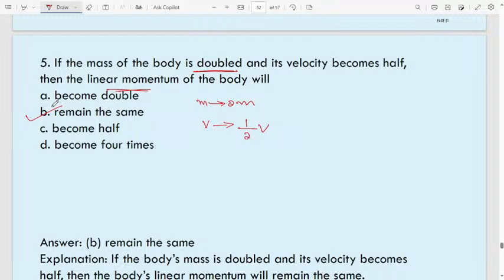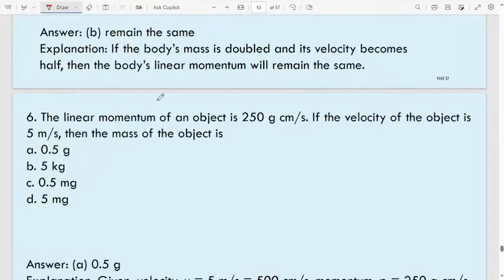Whether the mass of the object or the velocity of the body changes, the linear momentum of a body is directly dependent on the force. It does not depend upon the mass and velocity, especially I am talking about the linear momentum. If you observe any changes in mass and velocity, the linear momentum will remain the same. Last question.